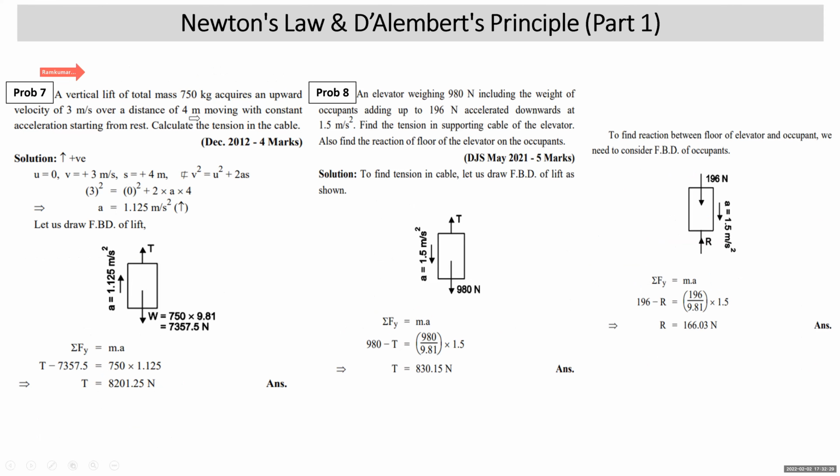Now, problem number 7. A vertical lift of total mass 750 kg acquires an upward velocity of 3 meter per second over a distance of 4 meter, moving with constant acceleration starting from rest. Calculate the tension in the cable.